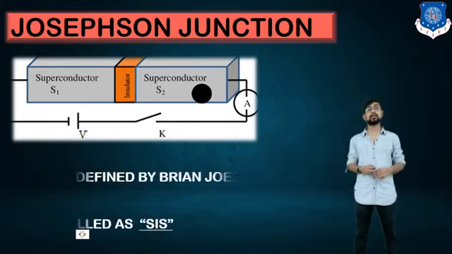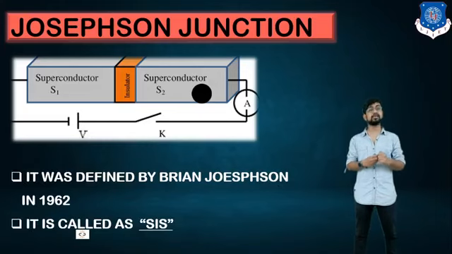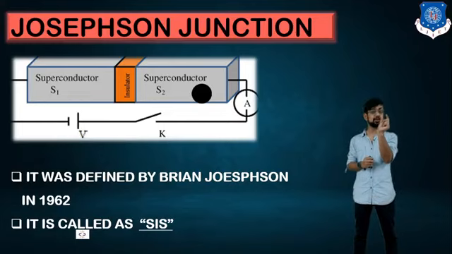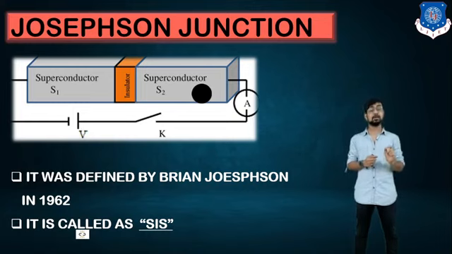This was the study of Josephson. It was defined by Brian Josephson in 1962, and it is also called SIS, superconductor, insulator, superconductor. So they understood that when the thickness of the insulator is approximately up to 1 nanometer, then this phenomenon happens. If it is more than that, then some voltage or potential difference would definitely be there. But when it is within 1 nanometer, what would be the scenario? It will allow current to flow easily through it without any drop in the voltage. This was basically the Josephson junction.